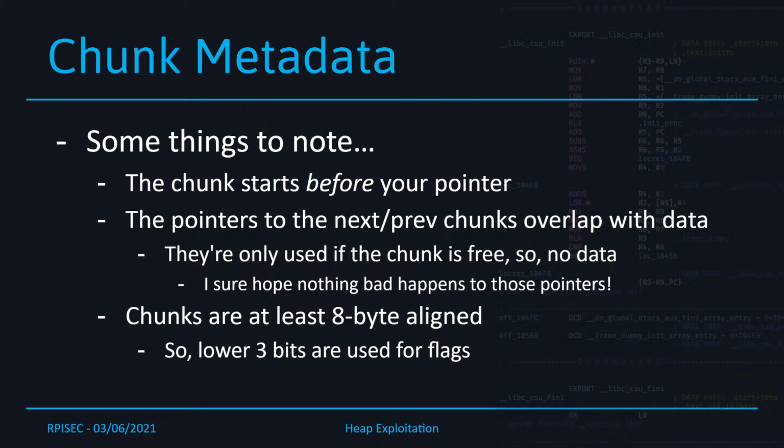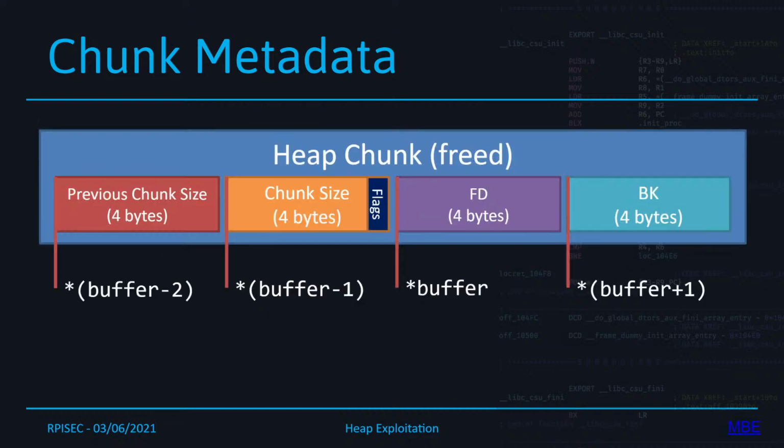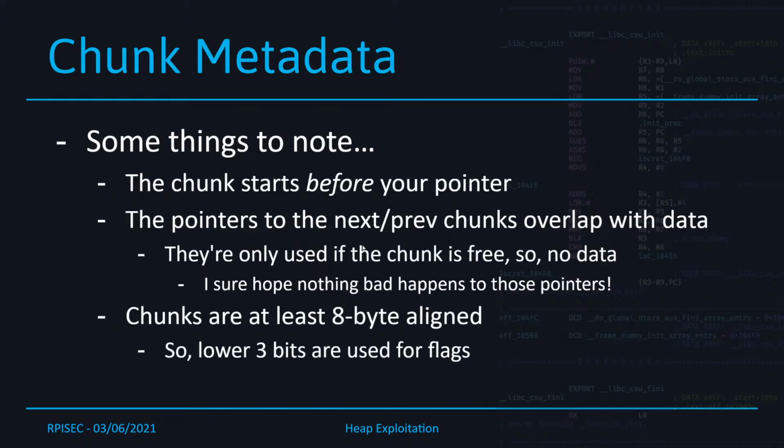The pointers to the next and previous free chunks, which are used when the chunk is free and it needs to keep track of all the chunks it has access to, overlap with where your data goes. Any data past that point will just stay there until something else overwrites it. Chunks are at least 8-byte aligned, so that's why we can use the lower 3 bits for flags, because we don't need that much precision.